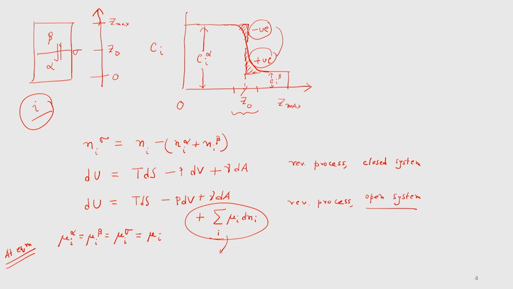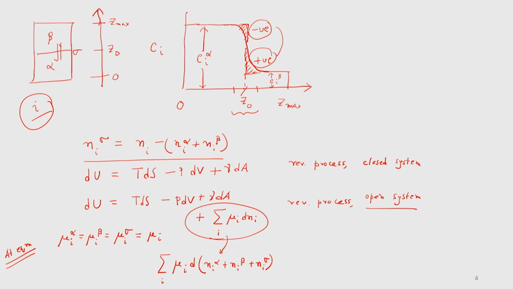Now, this term we can expand as the sum over i of mu i d n i. We already know that n i is nothing but n i alpha plus n i beta plus n i sigma, where alpha and beta are for the bulk phases and sigma denotes the interface. So, what we get is a very interesting situation.